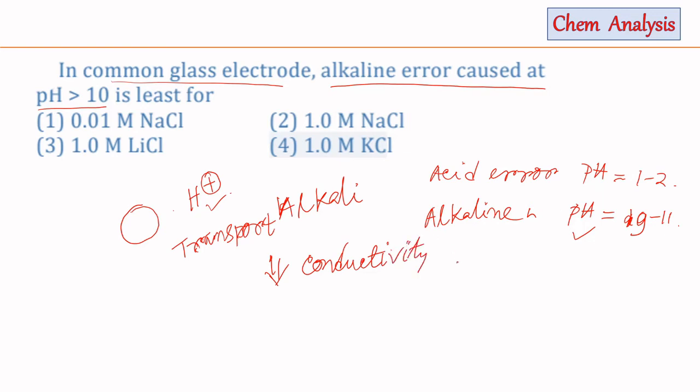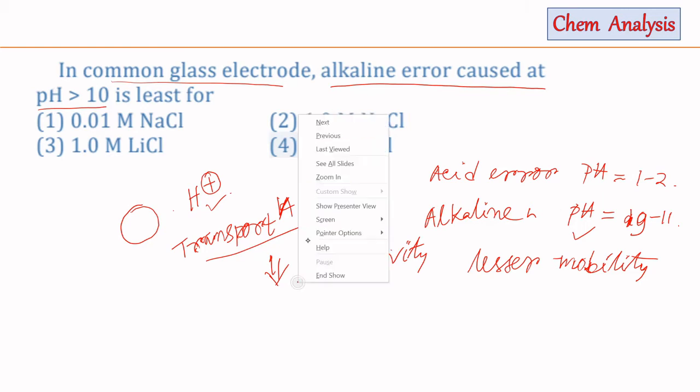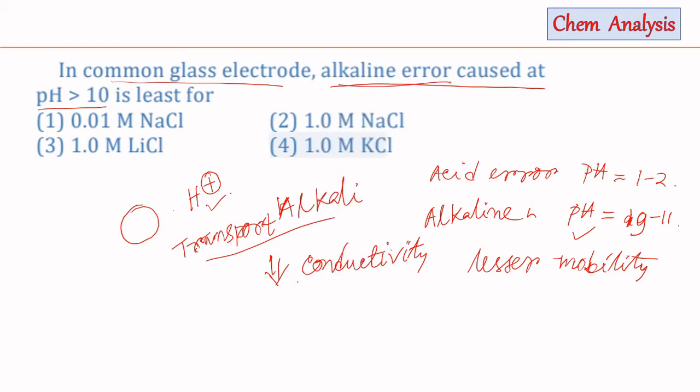Now, the lesser will be the mobility of the alkali metal cation, the lesser will be the alkaline error. Lesser mobility of the alkali metal cation means lesser decrement of the transport number of the H+ ion, and lesser decrement of the conductivity. Therefore, lesser will be the alkaline error.